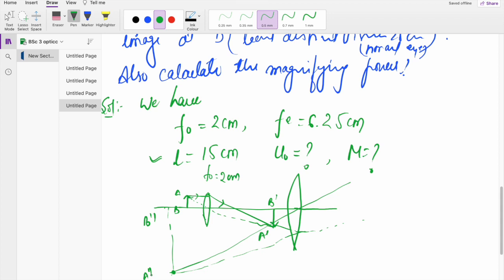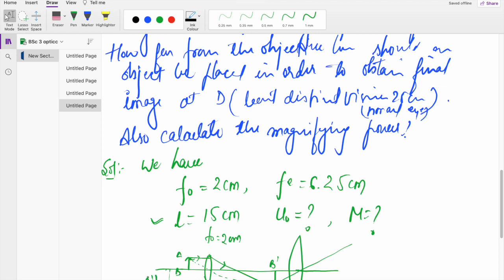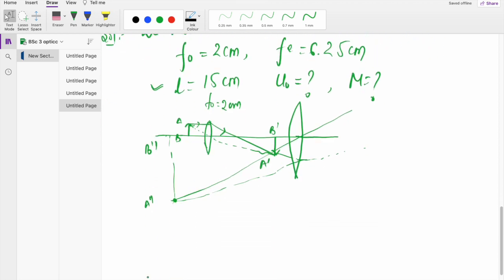The question says we have to calculate how far from an objective lens an object should be placed in order to obtain the final image at D. So the final image is A double dash B double dash. This is the final image, which is at D, given in the question as the least distance of distinct vision, which is 25 centimeter for a normal eye.